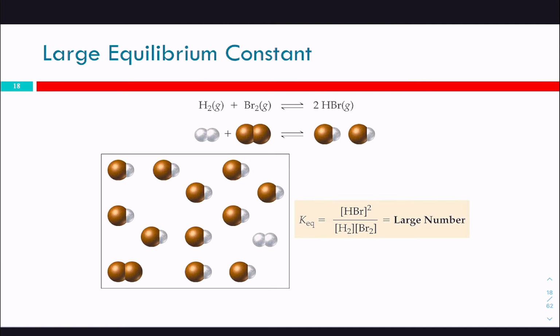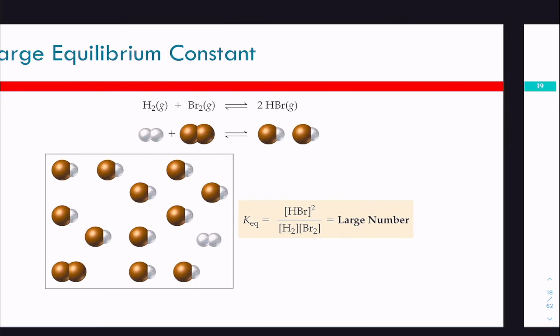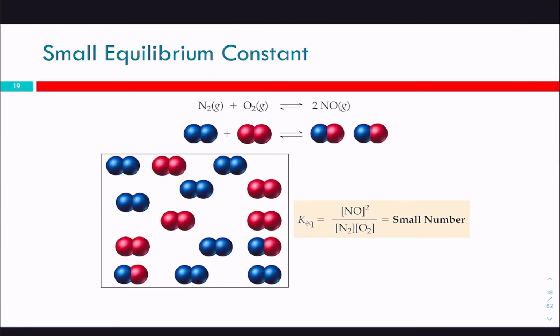So if we have a large equilibrium constant, these are our models here. That means that there are a lot of Br2 molecules, and we've only got one of each H2 and Br2 molecule. A lot more products than reactants. For the small equilibrium constant, it's the opposite. Most of these in the box are the reactants, and we only have a couple products that were formed.